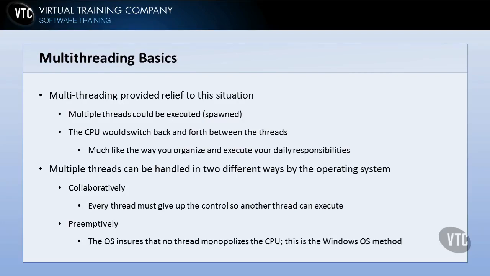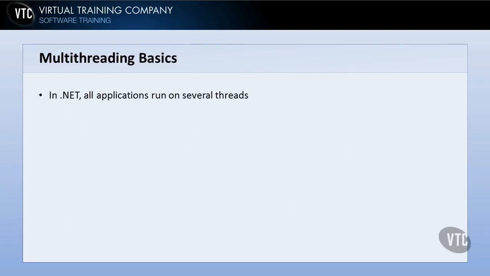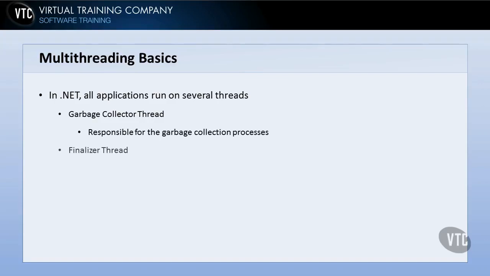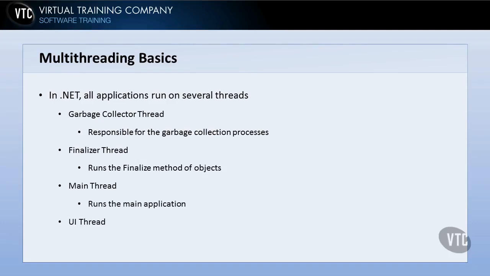Now in .NET, just a little glimpse of what's going on. All applications in .NET run on several threads. There's a garbage collector thread that is out there in the background. It is responsible for the garbage collection processes. There's a finalizer thread. Go back to the videos where we're talking about garbage collection, the finalizer, IDisposable, all that. All this is right there. The finalizer thread runs the finalize method of objects. The main thread is where our main application executes. The UI thread manages and updates the user interface, because in these object-driven user interfaces, there's a lot going on, but we still want to maintain very quick, responsive feedback to the user as they're clicking on buttons and choosing drop-down lists and so forth.